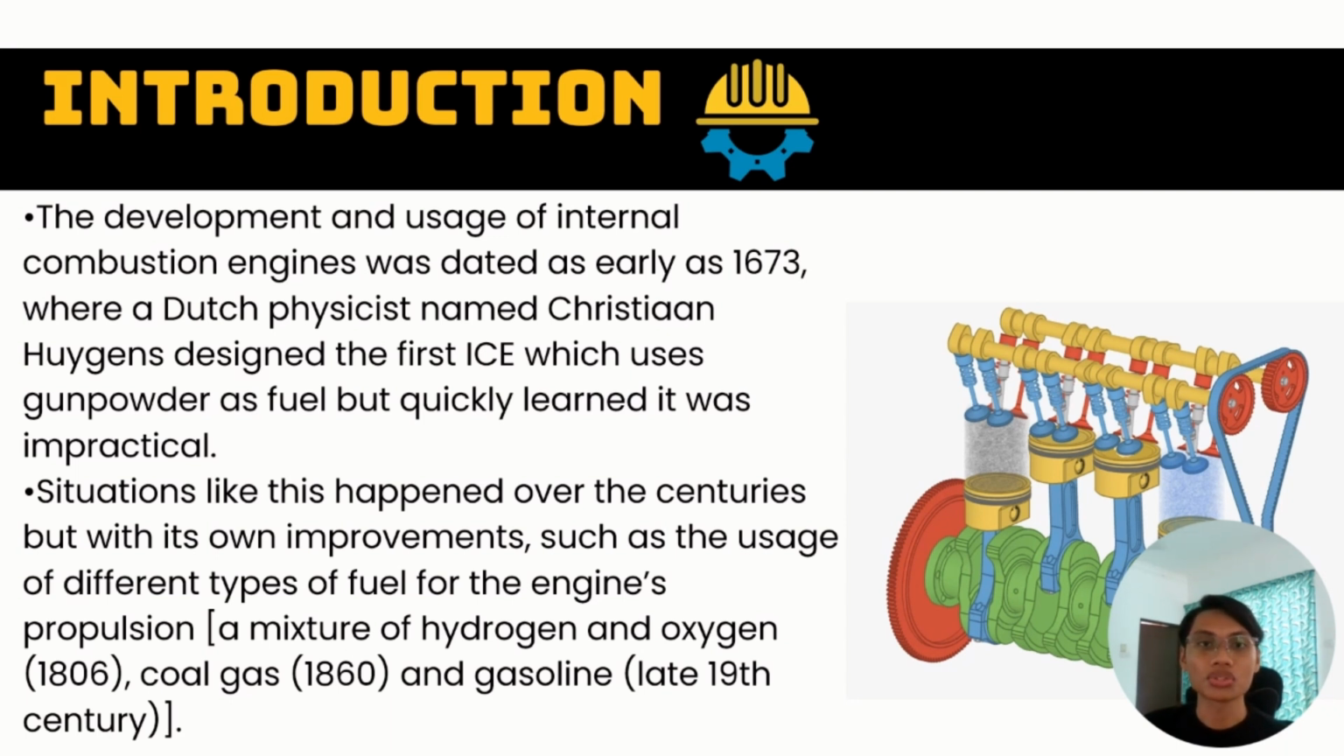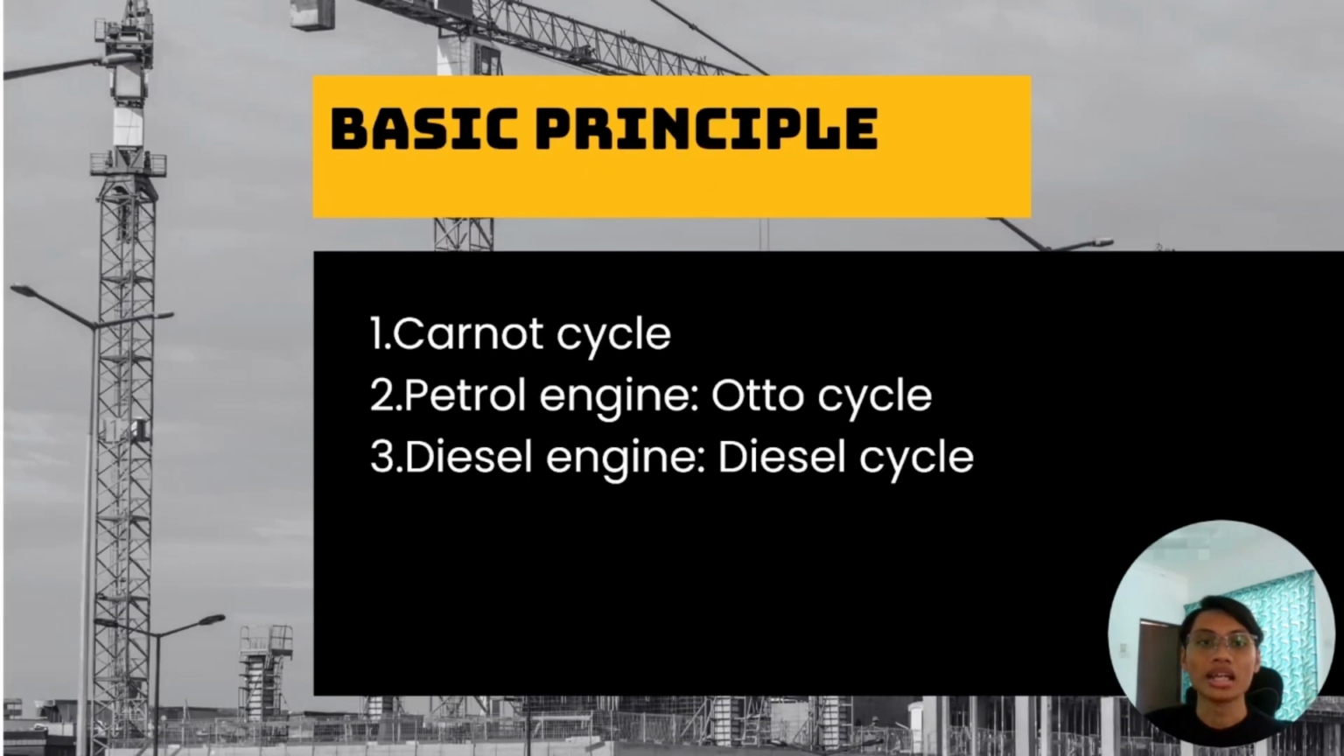The ICE was first developed by Christian Huygens, a Dutch physicist, in the year 1673, where he used gunpowder as fuel but quickly learned it was impractical. Next, we'll see what principles the ICE follows. The basic principles are split into 3 cycles. We have the Carnot cycle, the Otto cycle, and the Diesel cycle.